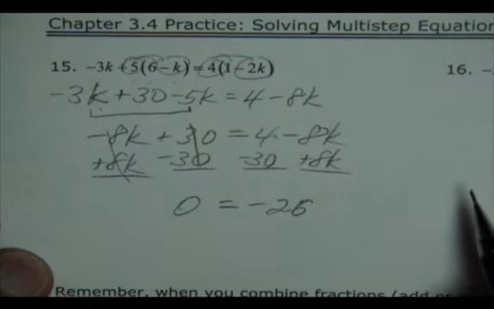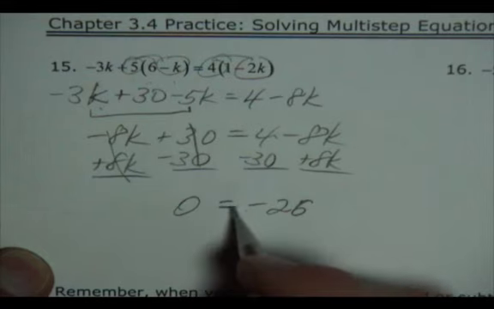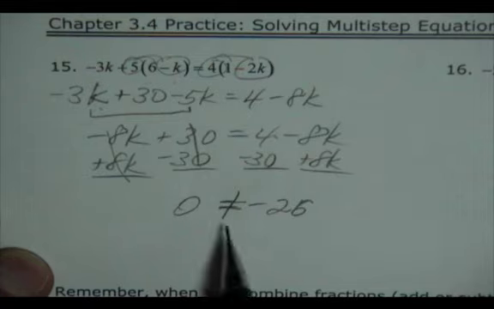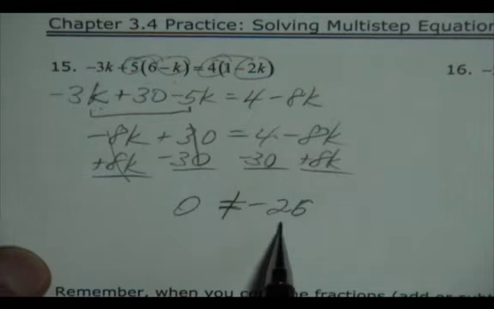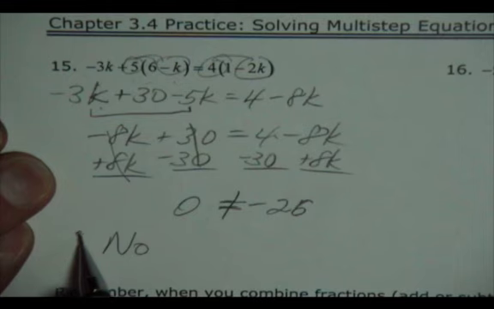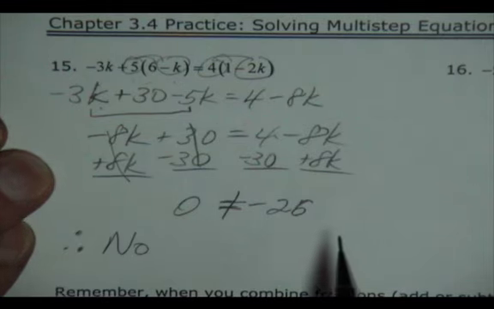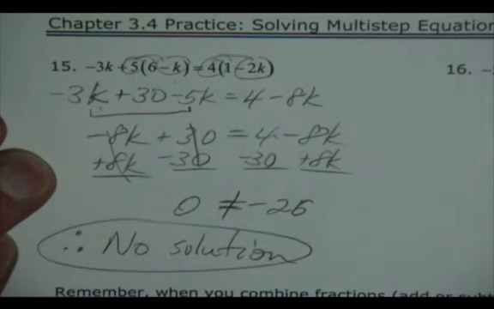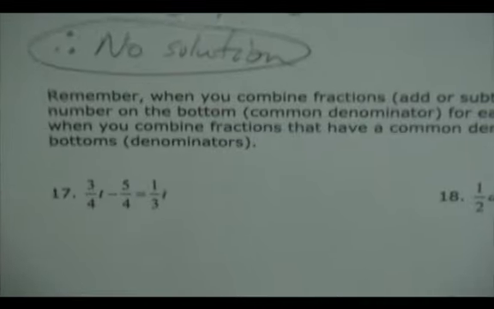Well, 0 does not equal -26. So we put a slash through the equal sign. This cannot be true. It isn't true. And this tells us that this equation has no solution. I haven't seen that one before in this class. But it can occur. Let's move on now to the next section.